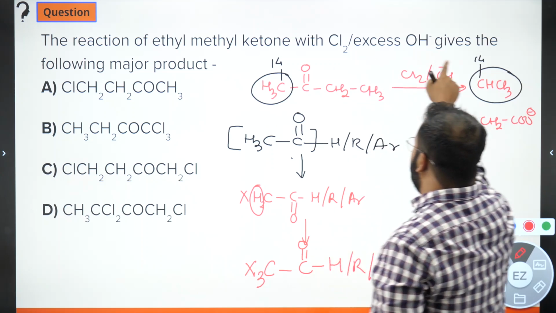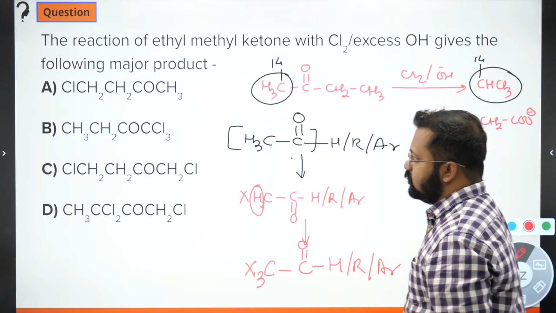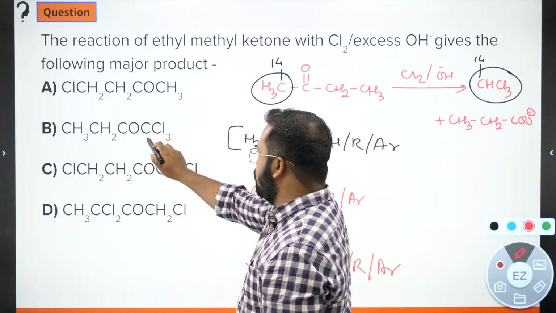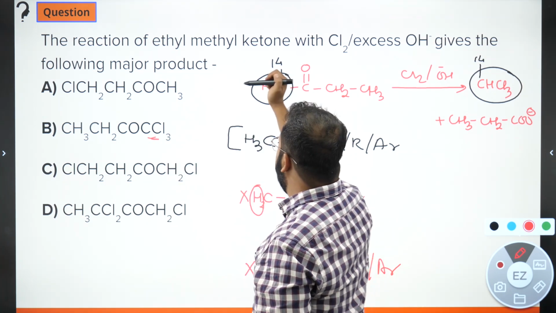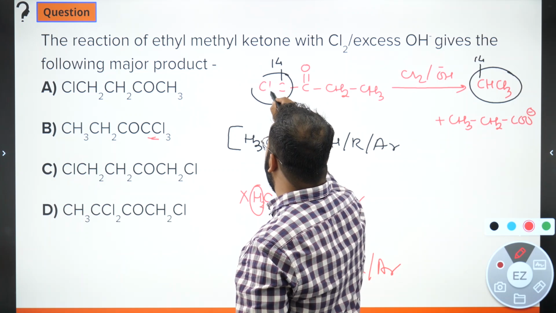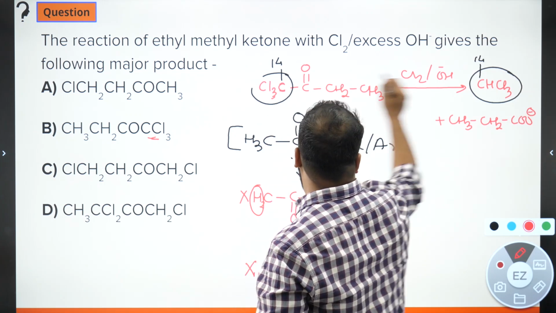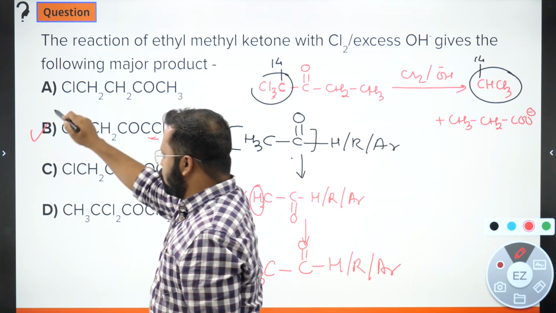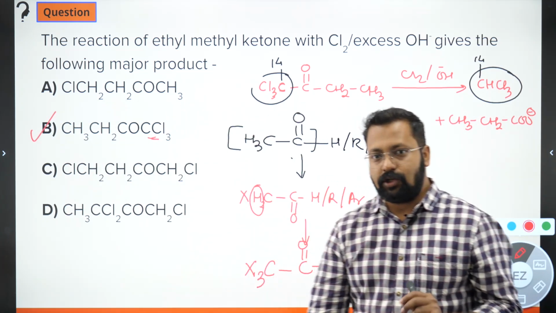Question क्या है? Excess to give which of the following as the major product? So answer should be CCl3 should be formed because this has to convert into CCl3 before it gets converted into CHCl3. So the right answer should be B. The right answer should be B.